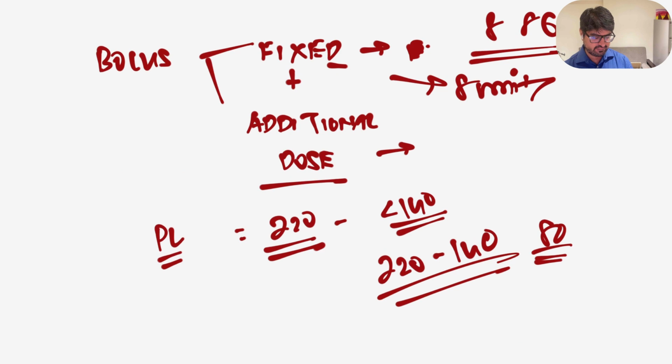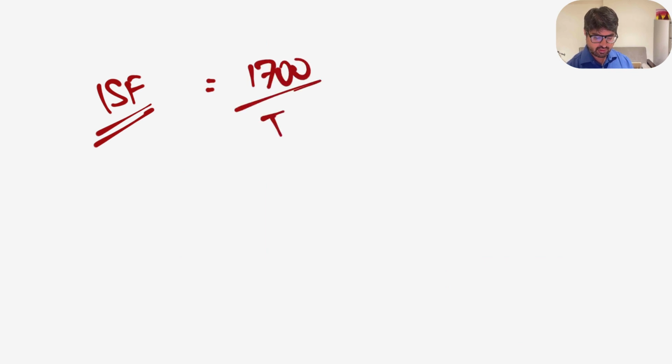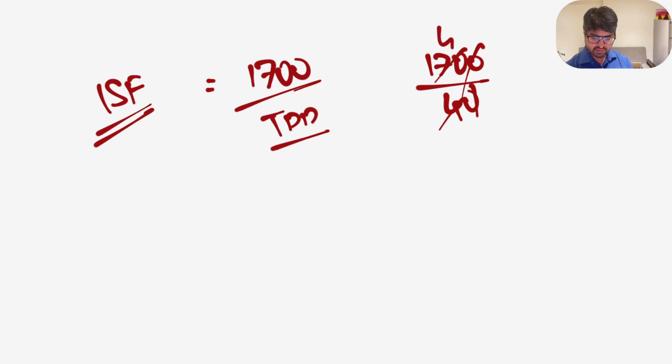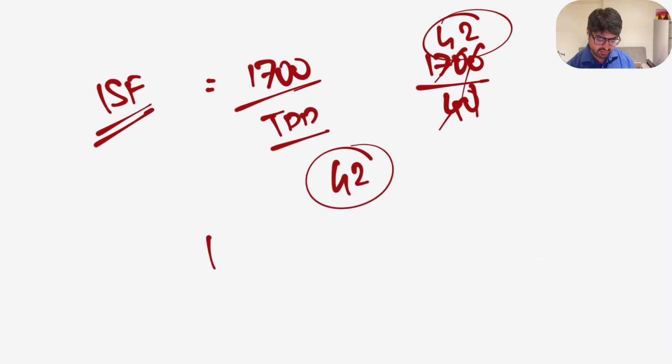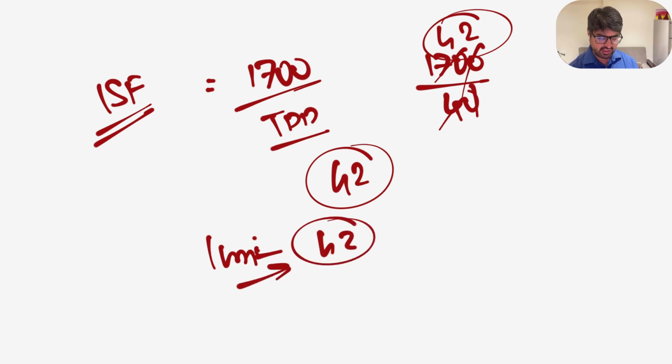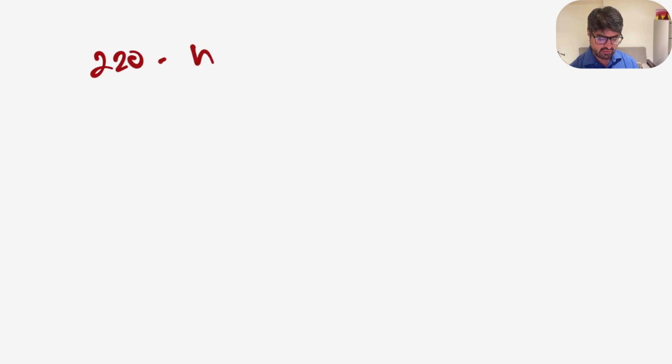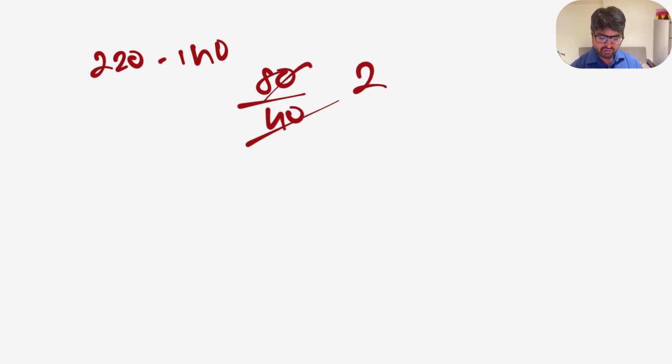Now how do you correct for this? You use a formula called the insulin sensitivity factor. ISF is 1700 divided by the total dose of insulin. In this patient, the total dose of insulin is 20 plus 20, 40 units. So let's do the math: 1700 divided by 40 is about 42. So the insulin sensitivity factor is about 42, meaning 1 unit of insulin reduces the blood sugar by 42. In this situation, the patient's sugar is 220 and we wanted it to be 140, so 80. Let's round the 42 to 40. So 80 divided by 40, you need 2 units extra.